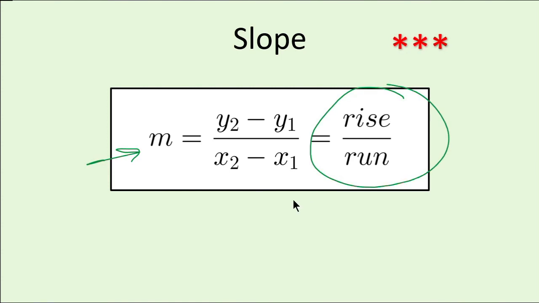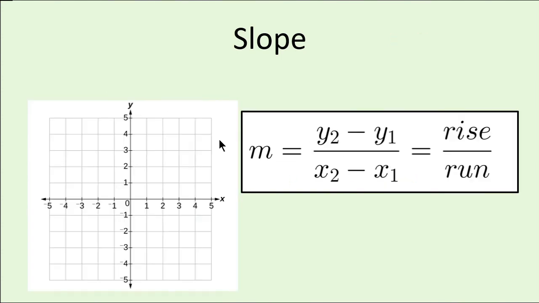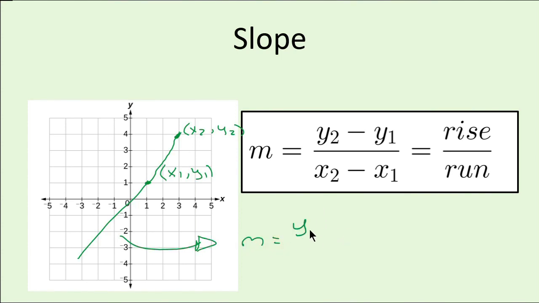Sometimes we also say rise over run. Now, what does that mean? This means that if you have a point of coordinates x2, y2, and some other point of coordinates x1, y1, then you can create a line between those 2 points. And that line is going to have a slope m equal to y2 minus y1, so the difference in the vertical coordinates, divided by x2 minus x1, the difference in the horizontal coordinates.